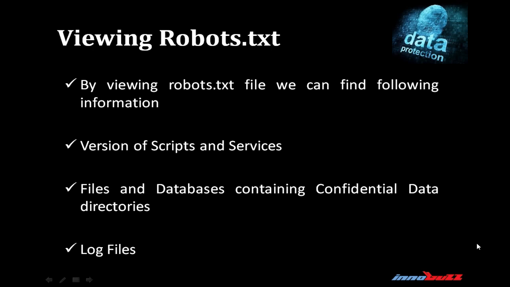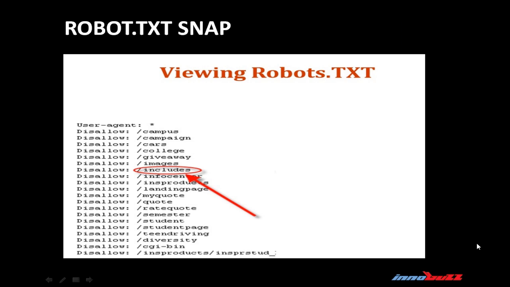We can also get information by viewing the robots.txt file. The type of information we collect from the robots.txt file is versions of scripts and services, files and databases containing confidential data, directories and log files. This information can also be used by the hacker to plan their attack. In this example, you can see a snapshot of a robots.txt file and the information displayed by it. It can be beneficial if used in a proper way.